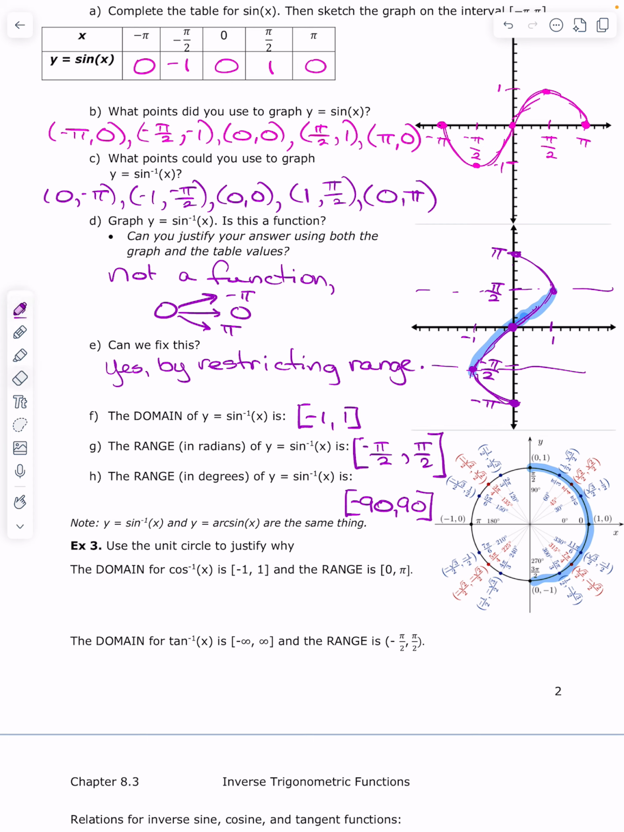And so we are clear, there are two ways you're going to see this: inverse sine and arc sine. Those mean the same thing.